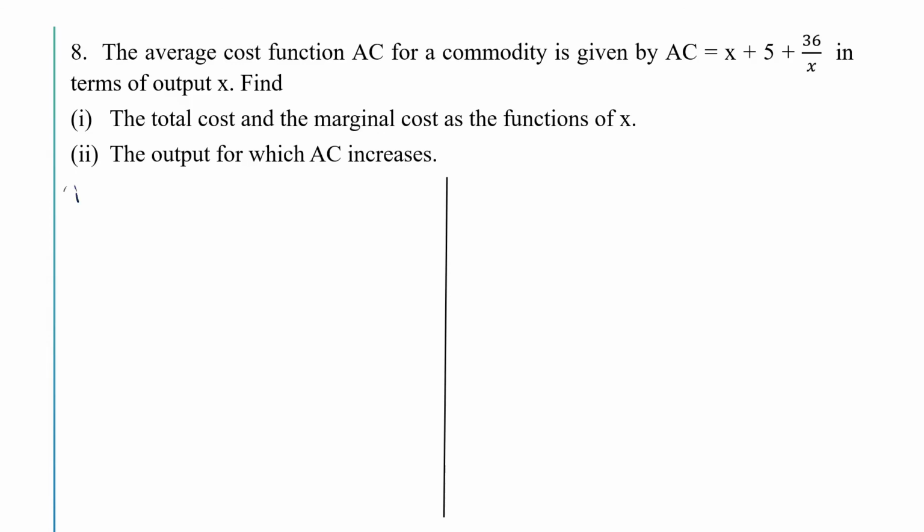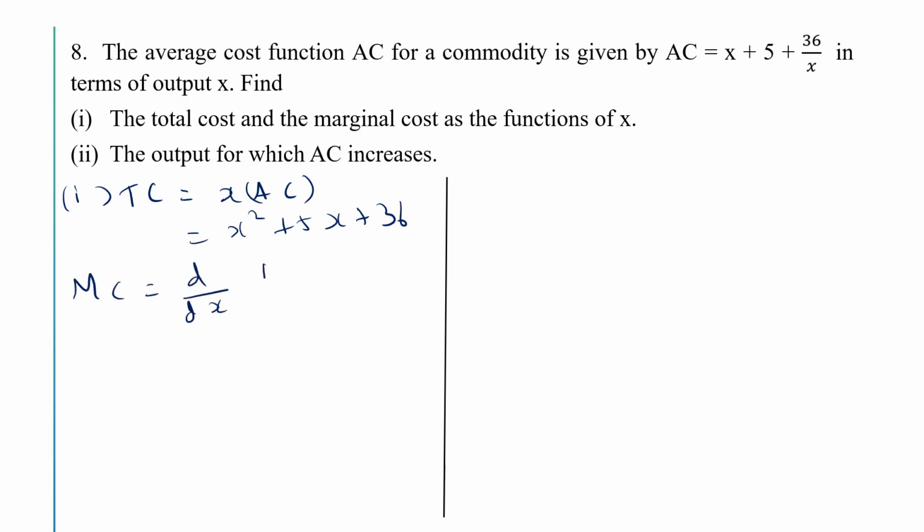So first let us find total cost. Total cost is equal to x into average cost. So this is equal to x square plus 5x plus 36. Then marginal cost is the derivative of the total cost. So it is equal to 2x plus 5.